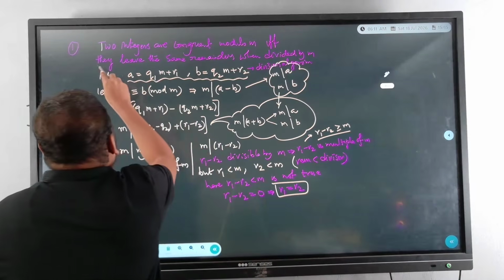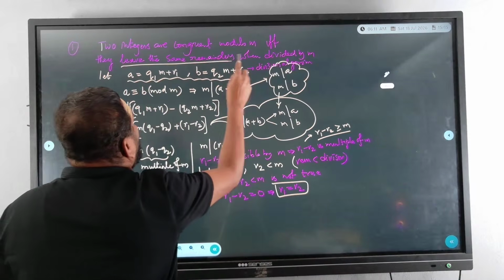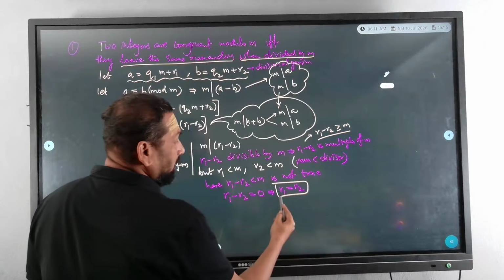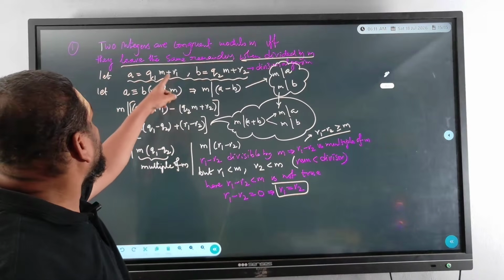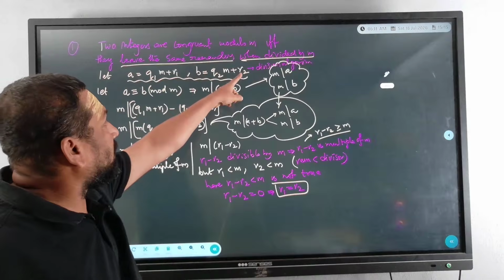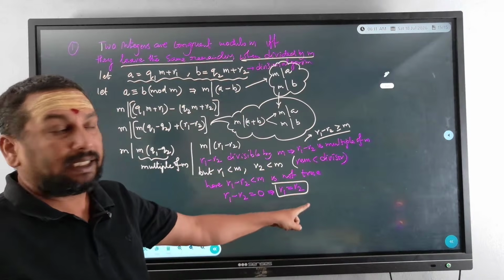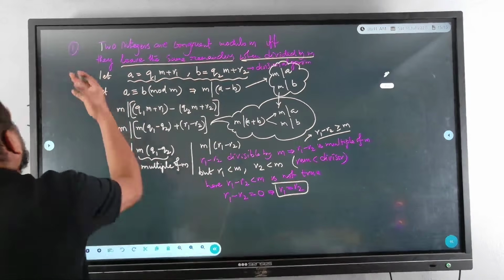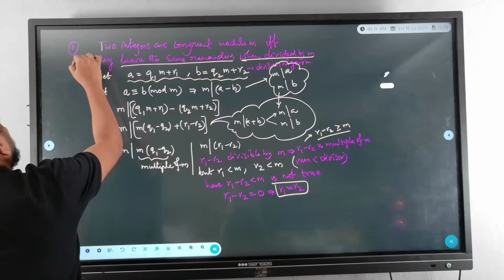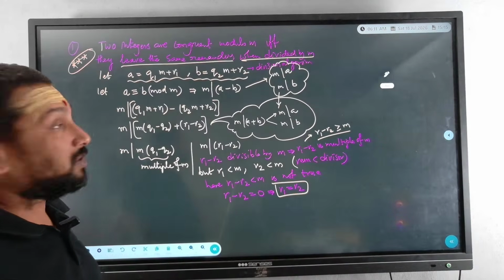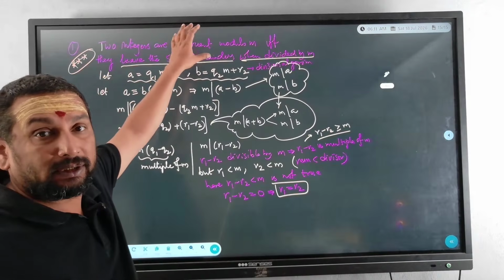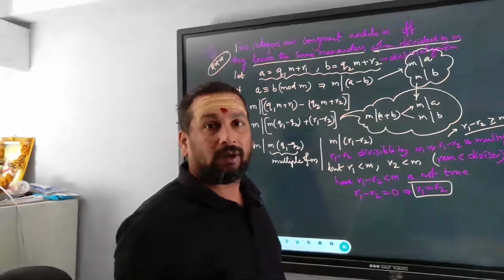What we have to prove? They leave the same remainders when divided by m. A divided by m, remainder R1. B divided by m, remainder R2. These two remainders are same. This is a very useful statement. In other words, it is also a definition of congruent.